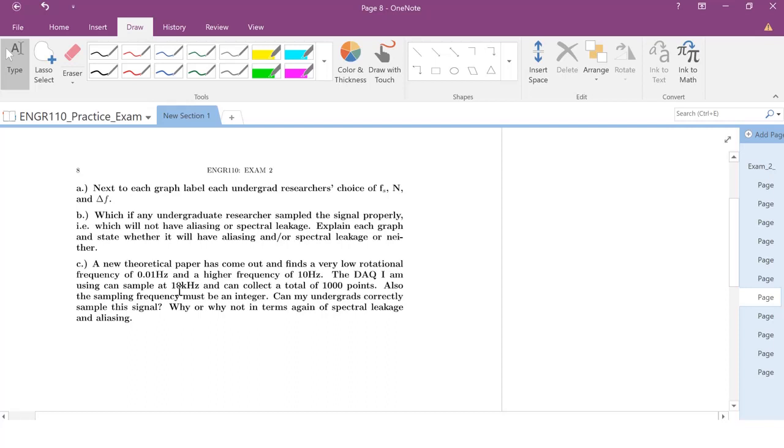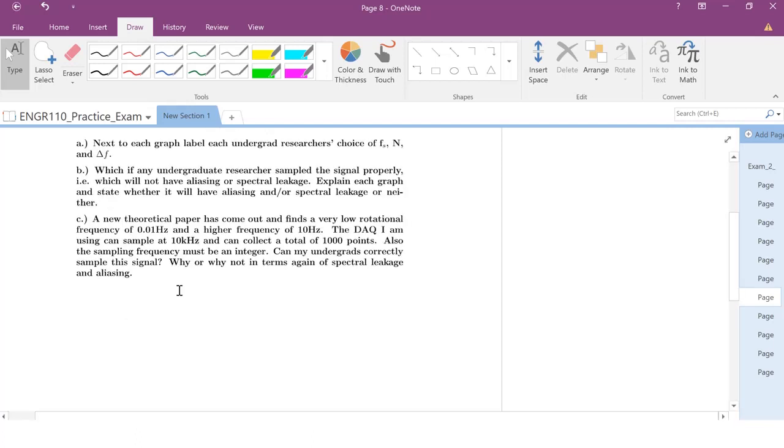So we've answered A and we've answered B appropriately here. So what about C? A new theoretical paper has come out and finds a very low rotational frequency of 0.01 hertz and a higher frequency of 10 hertz. The DAC I'm using can sample at 10 kilohertz and can collect a total of 100 points. Also, the sampling frequency must be an integer. Can my undergrads correctly sample this signal? Why or why not in terms of spectral leakage again?